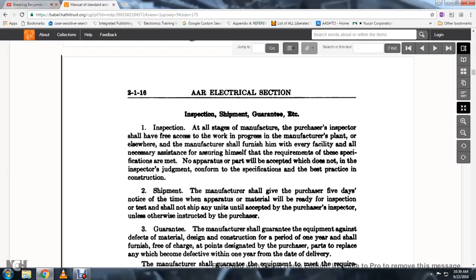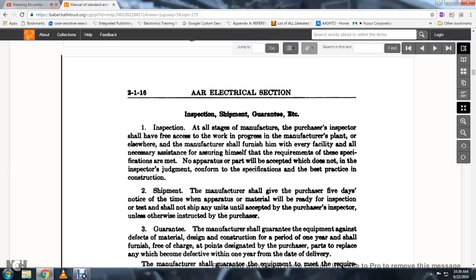Moving on: inspection, shipments, guarantees, etc. 1. Inspection. The inspector shall have free access to the work in progress at the manufacturing plant. The manufacturer shall furnish him with every facility and all necessary assistance to assure himself that the requirements of these specifications are met.